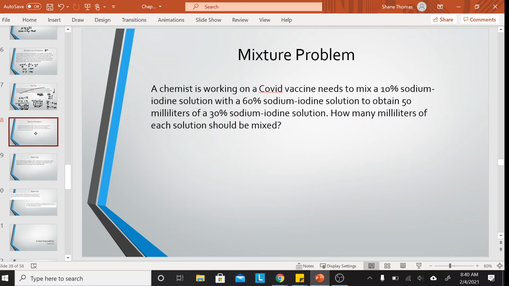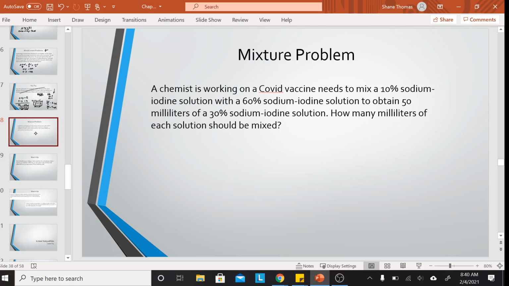Mixtures. This is probably the toughest one, I would say, because there's that one extra step at the end. Okay, so a chemist is working on a COVID vaccine. Needs to mix a 10% sodium solution with a 60% sodium. Needs 50 milliliters of 30%. How many milliliters should be mixed?